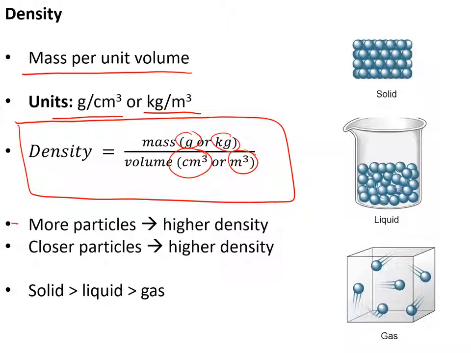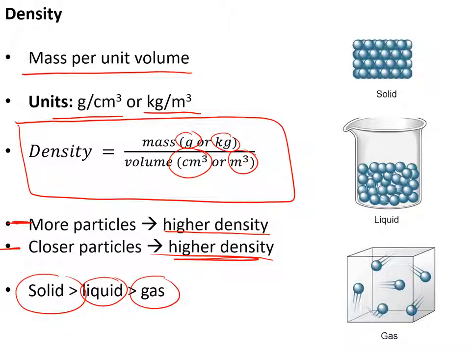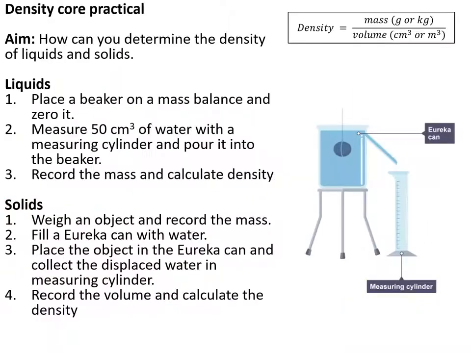Density is increased by the number of particles, so the more particles there are, the higher the density, and the closer together the particles are, the higher the density. And in general, solids are more dense than liquids, liquids are more dense than gases, and that's because the particles get respectively closer together as you go from gas to liquid to solid.